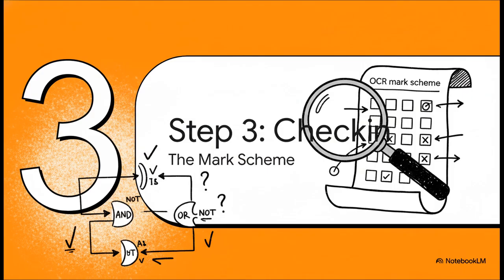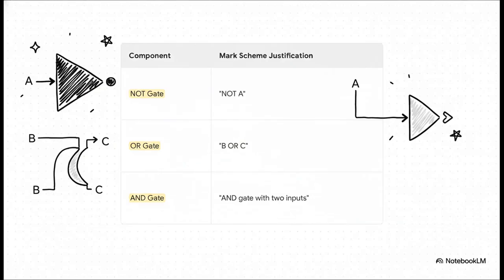Well, let's move on to what's probably the most important part for any exam, checking our work against the official OCR mark scheme. This is exactly how the examiner is going to award the points. Check it out. You get 1 mark for correctly drawing NOT A, that's our triangle gate hooked up to input A. You get a 2nd mark for correctly drawing B OR C, that's our curved gate connected to inputs B and C. And that final 3rd mark, that's for the AND gate with 2 inputs, our D-shaped gate, correctly taking its inputs from the other 2 gates. Boom, we've hit all 3 points.